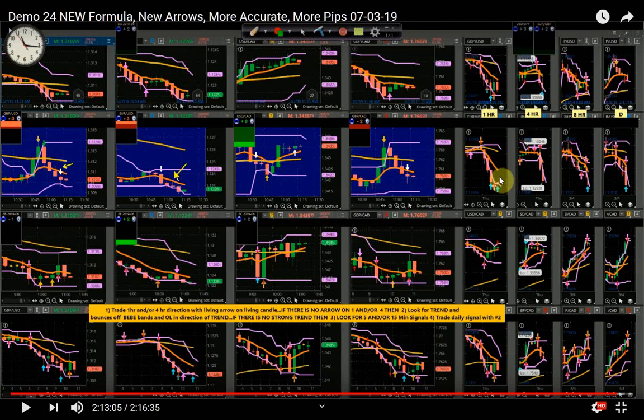About, depends on the pair. Excuse me, depends on the pair. Like I've said in the past, 15 to 20 pips on the GCAD. The EG, I would probably do 10 to 15. The GU, same.